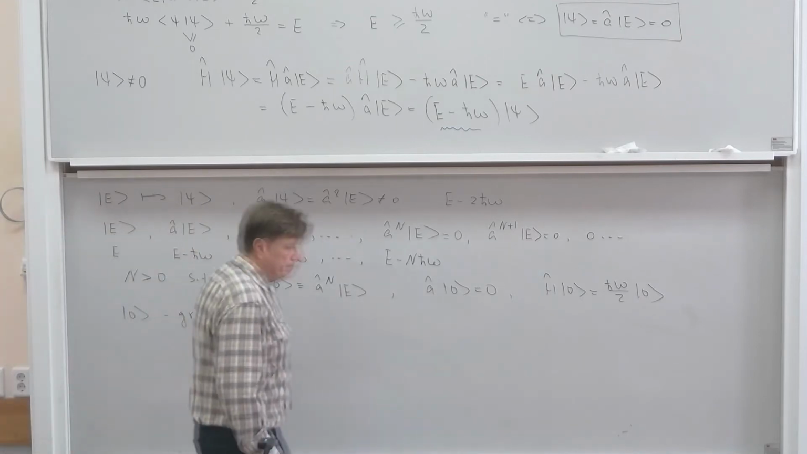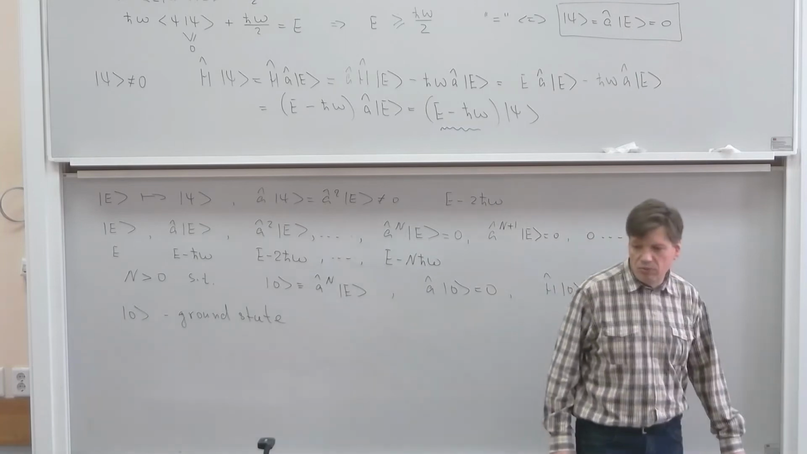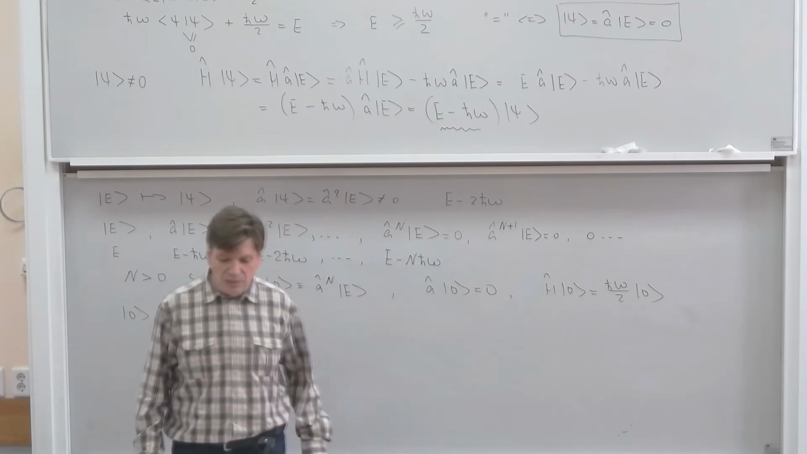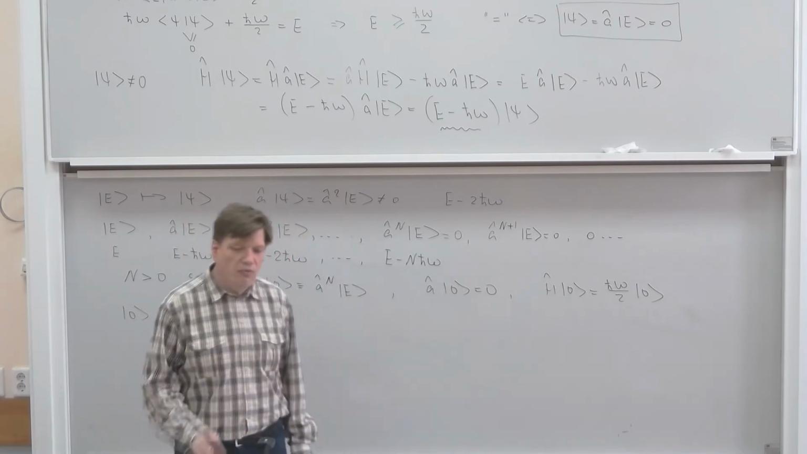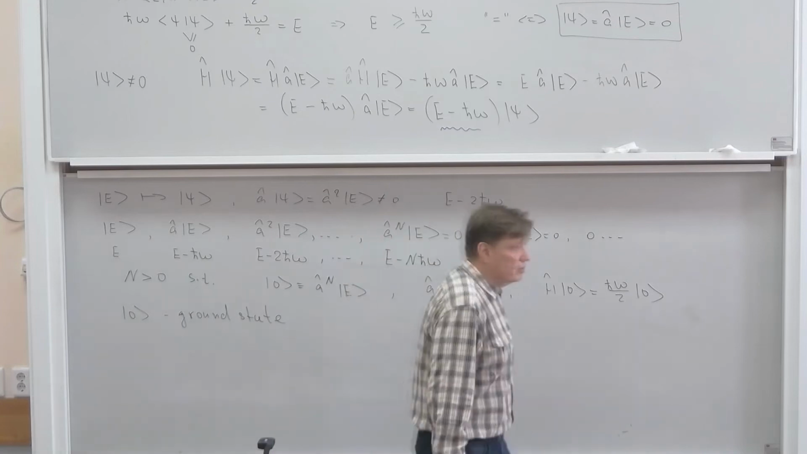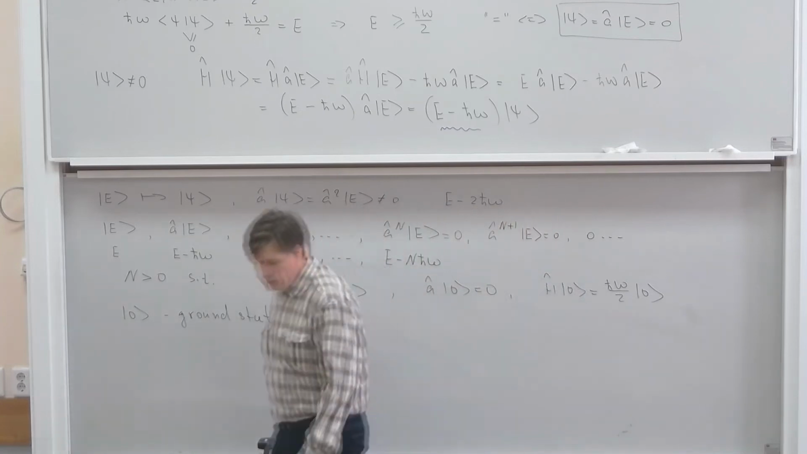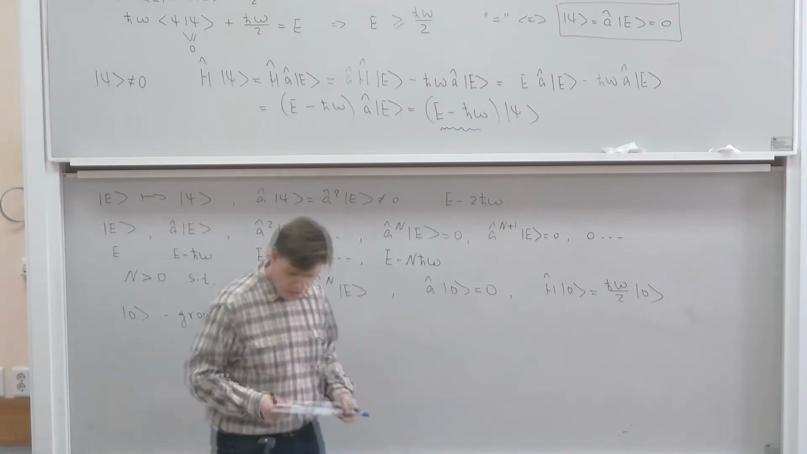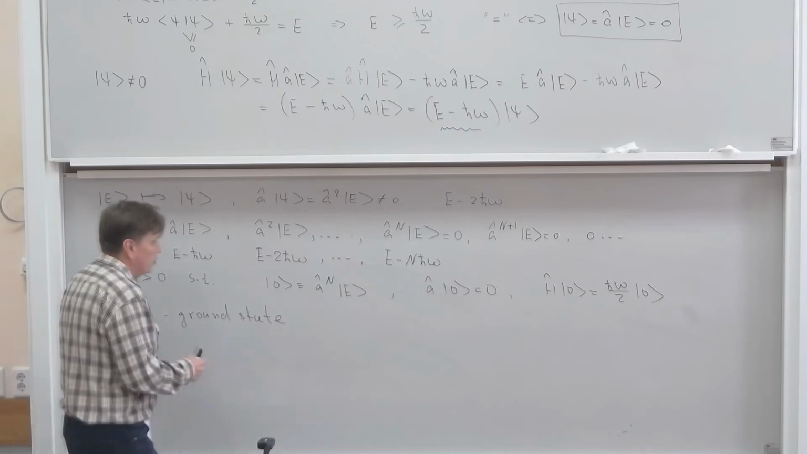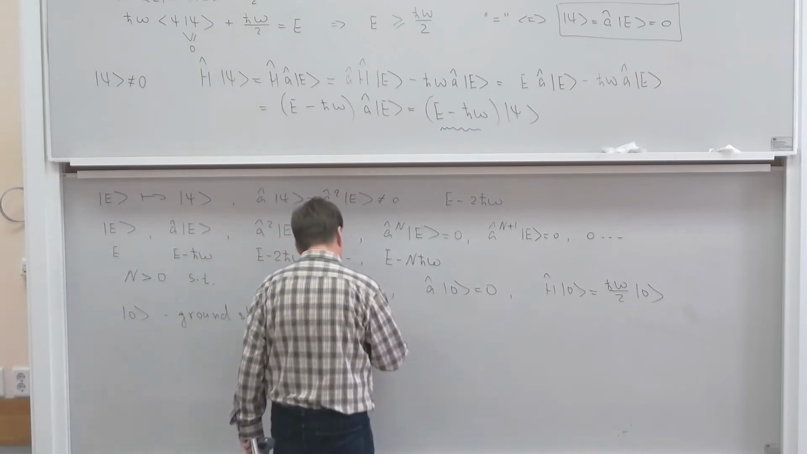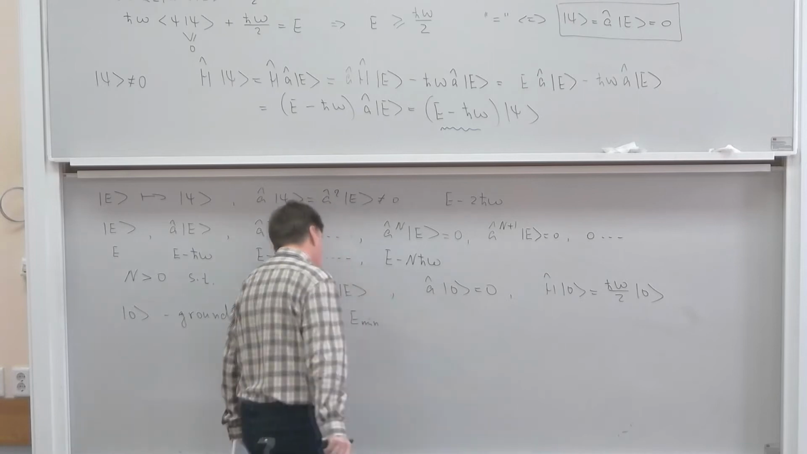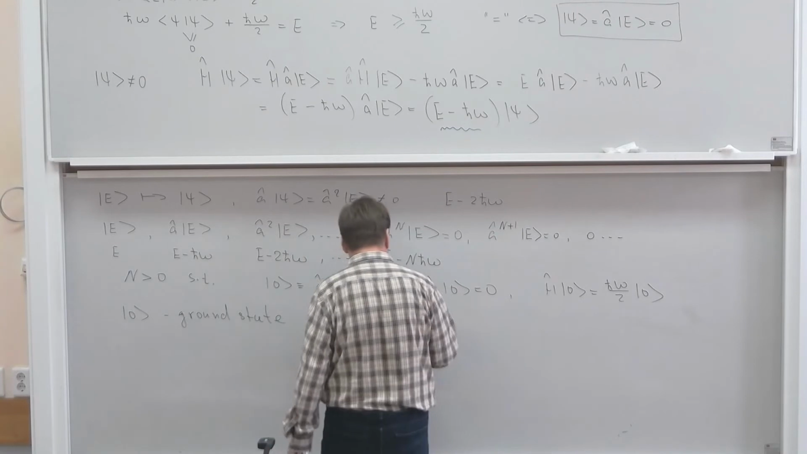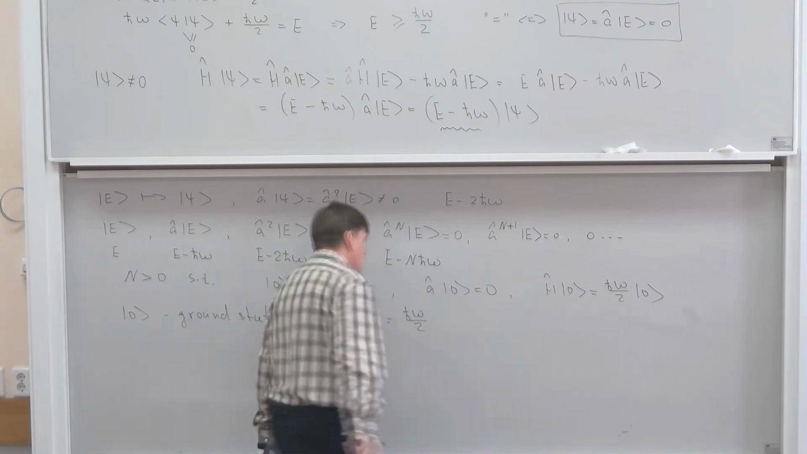And later on we will prove that for most physical systems, the minimum value of energy is non-degenerate. So the ground state is unique. As for the harmonic oscillator, in this case the minimal value of energy is reached for the ground state, and it is equal to h bar omega over 2.